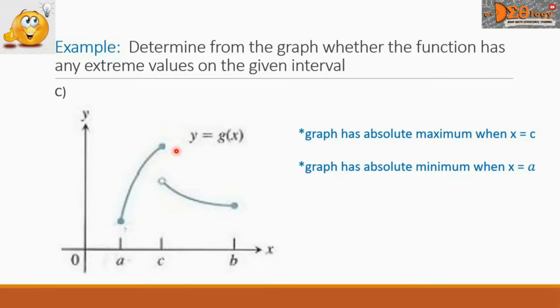This is the absolute maximum. Next, we can say that the graph has an absolute minimum when x is equal to a. This is the a. When x is equal to a, we can observe that the graph is at its lowest point. This is the point. This is the absolute minimum.